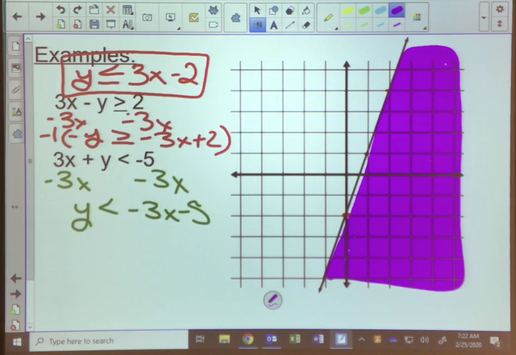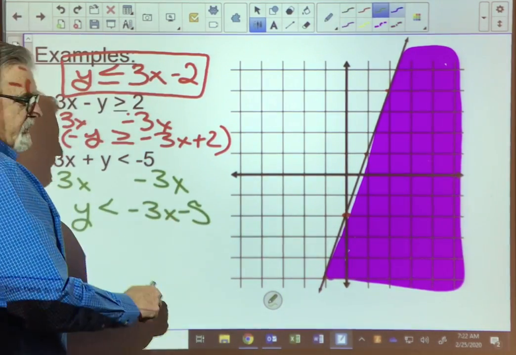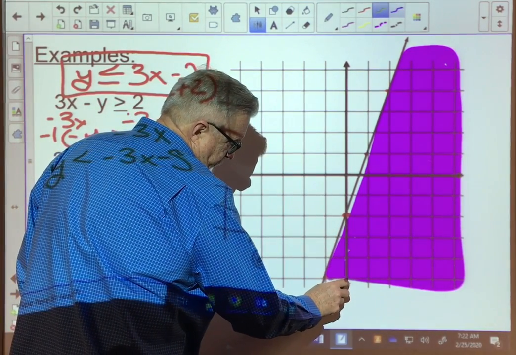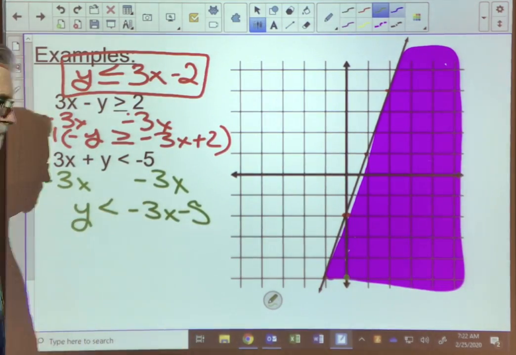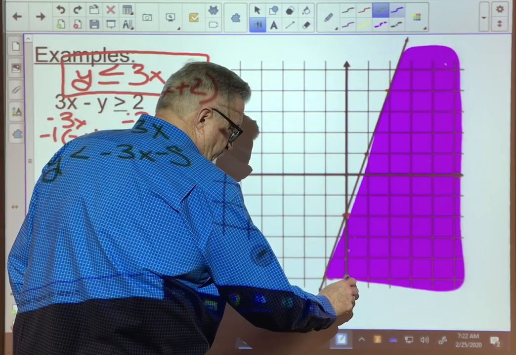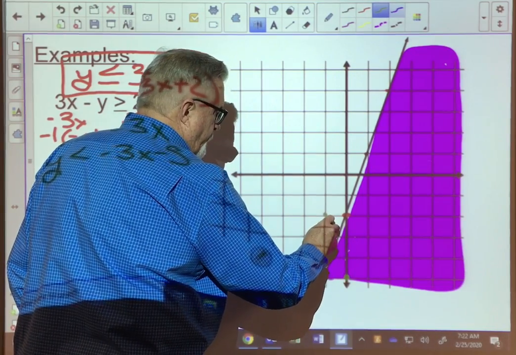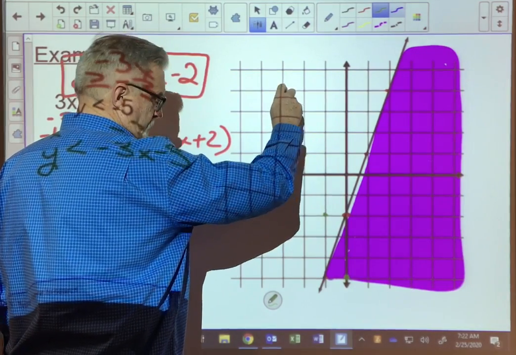Let's go ahead and graph the second one, which is y is less than -3x minus 5. Well, our y-intercept is -5, so we're going to come down to 1, 2, 3, 4, 5, -5. And our slope is -3. Now I cannot go down 3, so I'm going to have to go up 3, 1, 2, 3, and 1 to the left. Up 3 and 1 to the left, up 3, 1, 2, 3, and 1 to the left.